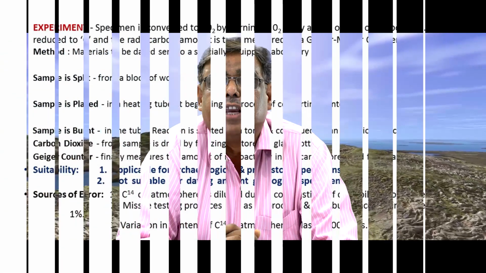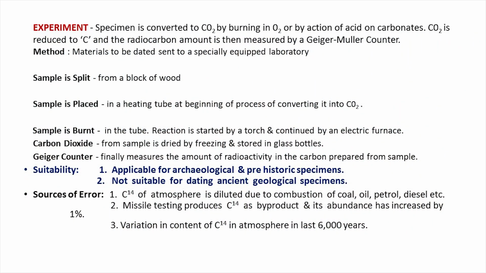Then the sample is split from a block of wood. This broken sample is then placed in a heating tube at beginning of the process of converting it into carbon dioxide. The sample is burnt in a tube. The reaction is started by a torch and continued by using an electric furnace. The carbon dioxide from sample is then dried by freezing and stored. Then finally, with the help of Geiger-Müller counter, we measure the amount of radioactivity in the carbon prepared from the sample.